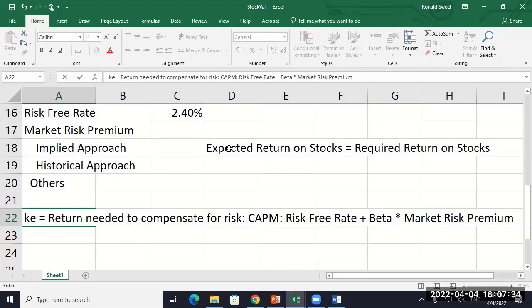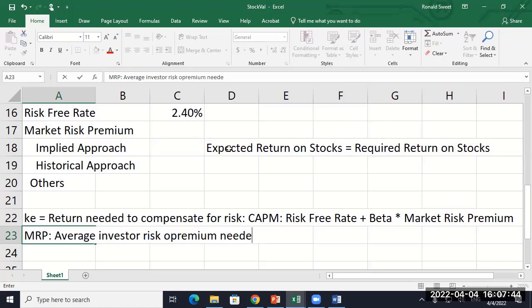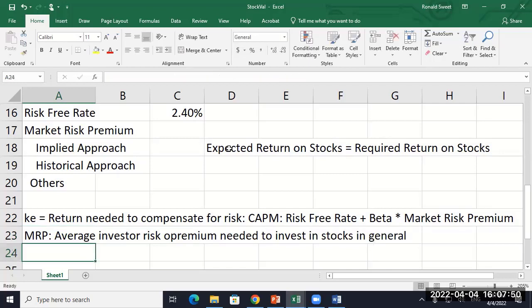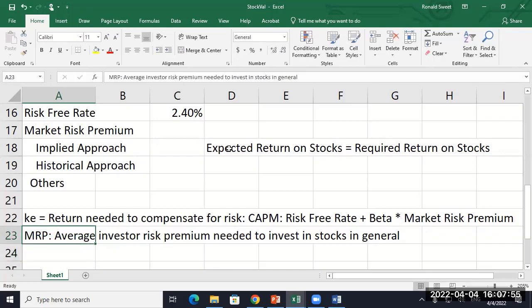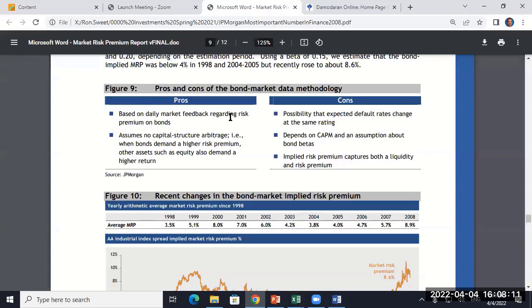So what is the market risk premium? That's the risk premium needed by the average investor to invest in stocks in general, not in any particular stock, but in stocks in general. You can think about it: someone's going to buy the S&P 500 stock index fund. How much over 10-year treasuries does the stock market need to be providing so that you're willing to take that risk?